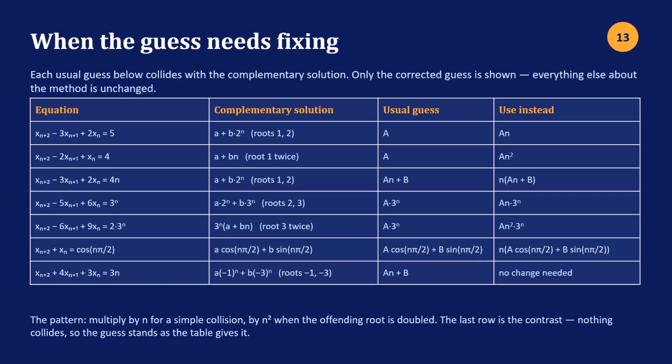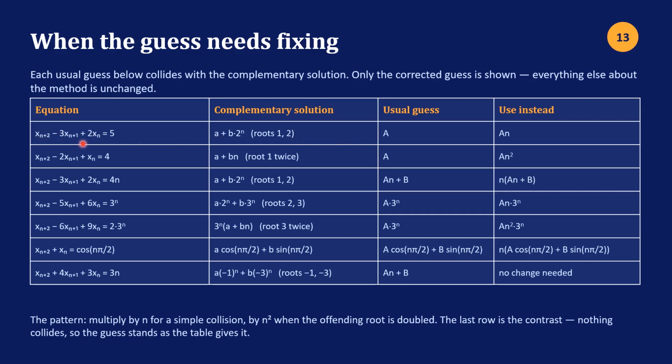I have several examples in this table where we have a clash and we need to use something other than the usual guess from our table earlier on in the lesson. So let's go through this. I didn't do the complete solutions, but just to highlight where the clash happens.